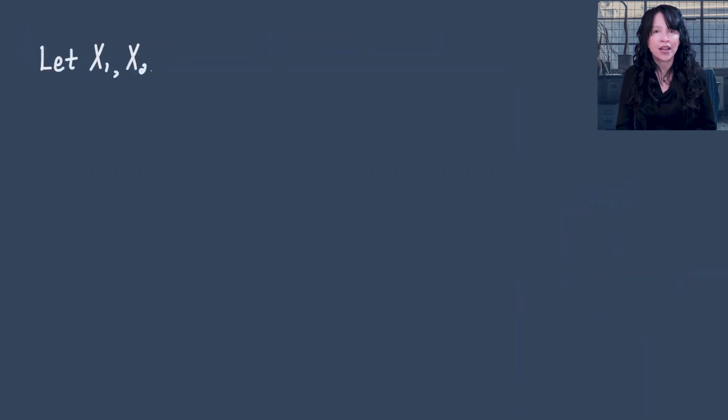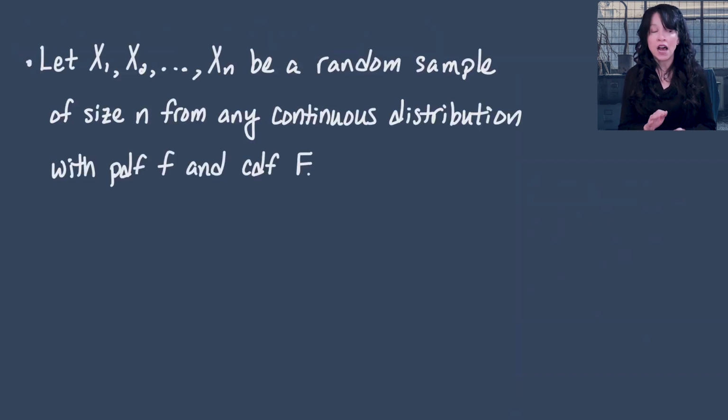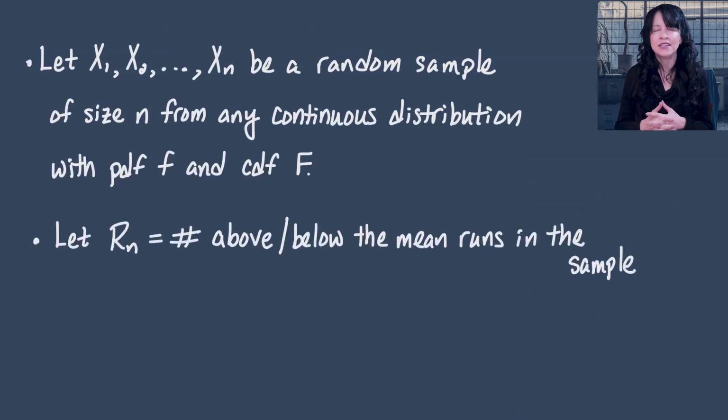Okay, so let's get into the detail and a little more theory here. I'm going to let capital X1 through capital Xn be a random sample. This means they're IID of size n from any continuous univariate distribution with a PDF, little f, and a CDF, cumulative distribution function, capital F. I'm going to let R sub n, reusing that notation from the last test, be the number of above or below the mean runs in the sample of size n.